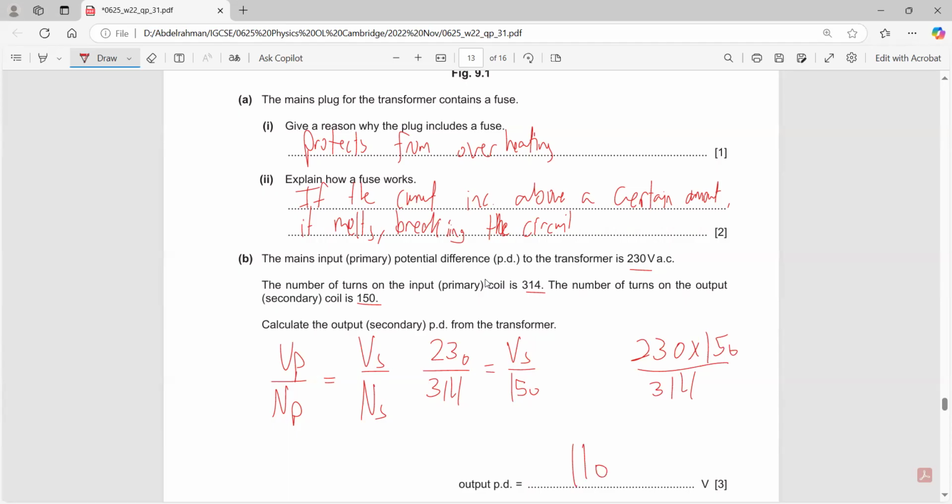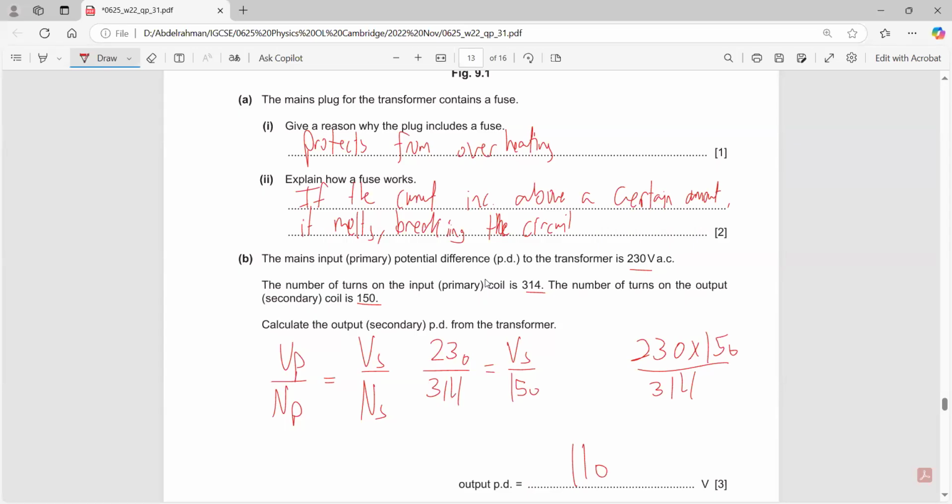Fuse, what does a fuse do? If the current increases above a certain amount, so for example, if the rating of this fuse is 5 amperes, meaning that if the current is above 5 amperes, what will happen to the fuse? It will melt. When it melts, it cuts off the circuit. It cuts off the current from ever reaching the device. The current will not reach the device.